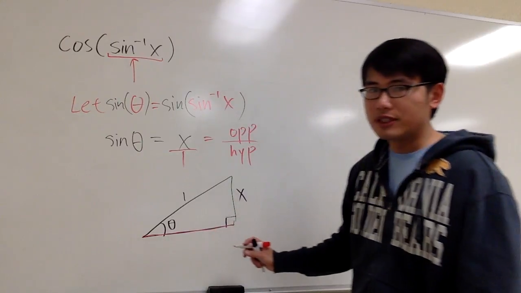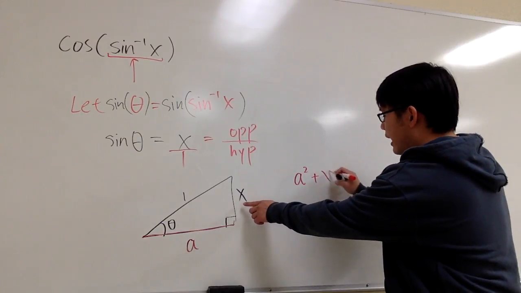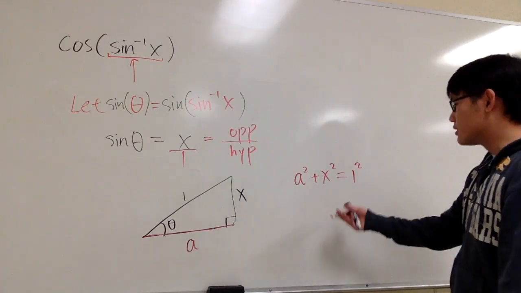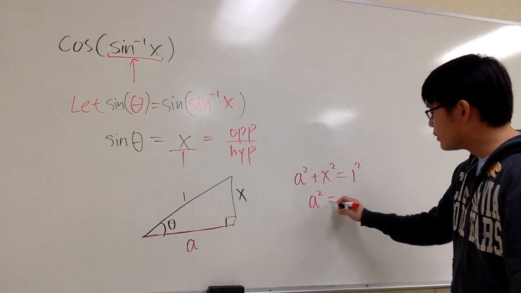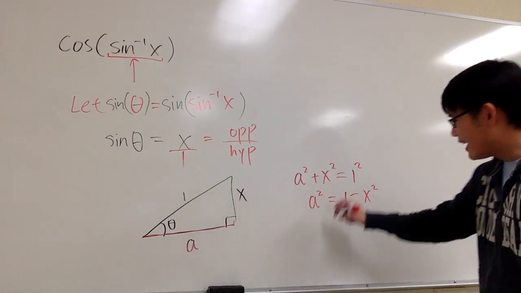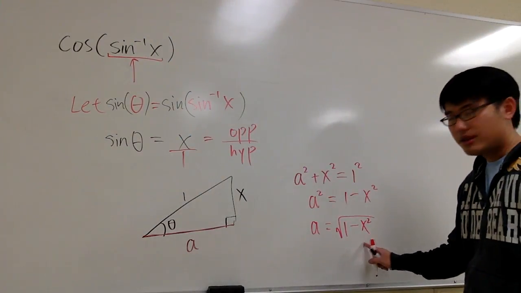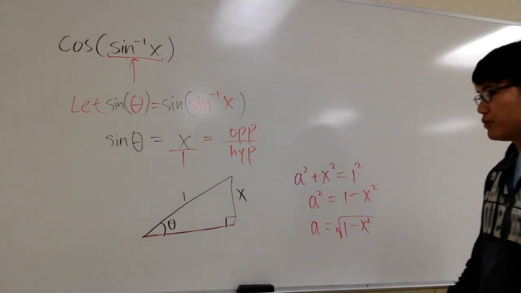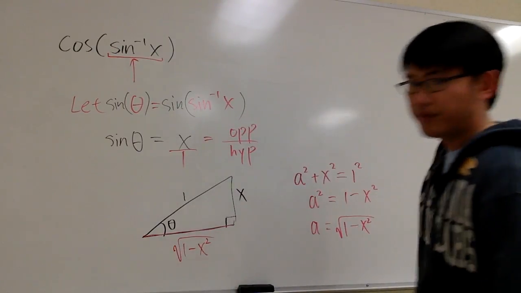Based on the Pythagorean theorem, I can call this a. We know that we must have a squared plus x squared equal to the hypotenuse squared, which is 1 squared. And we can solve for a right here, minus x squared on both sides. So I get a squared equals 1 squared, which is 1 minus x squared. And square root both sides, I get a equals the square root of 1 minus x squared. And this right here is a. I take the positive square root, even though I square root both sides, I just take the positive square root. I bring this to here, so I have the square root of 1 minus x squared.